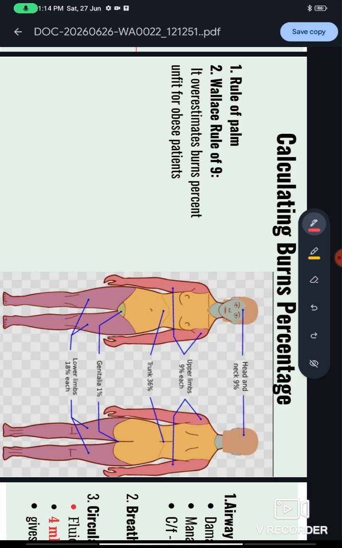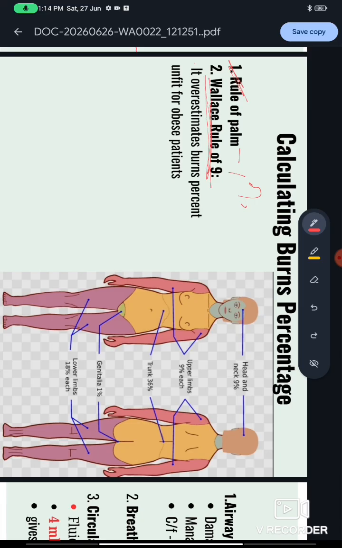Coming on to calculation of burns percent. First is the rule of palm. It is the most primitive, most basic rule. According to this rule, one surface of the palm is considered to be 1% of total burn surface area. Next is Wallace rule of 9. This is the most frequently used.